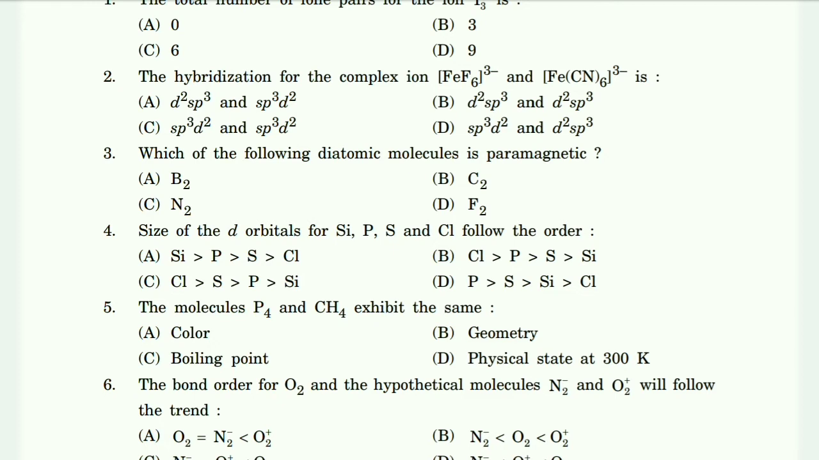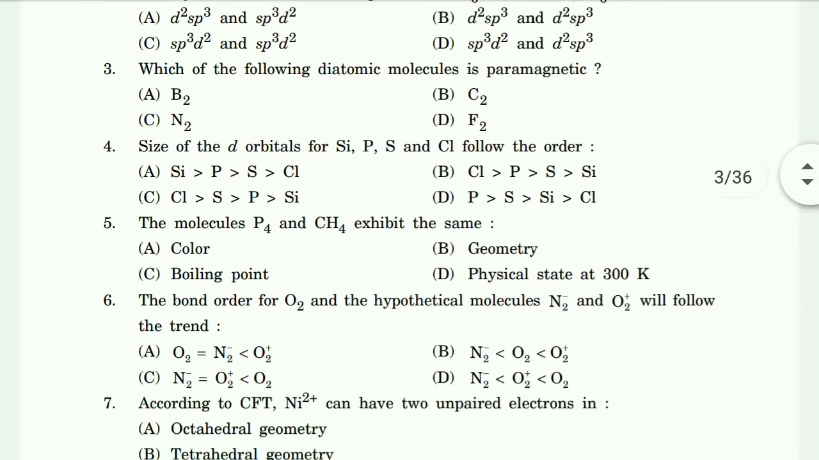Now question number 5, the molecules P4 and CH4 exhibit the same: option A color, option B geometry, option C boiling point, option D physical state at 300 Kelvin. Now the geometry of P4 and CH4 is the same, that is tetrahedral geometry. So option B is the correct option for question number 5.